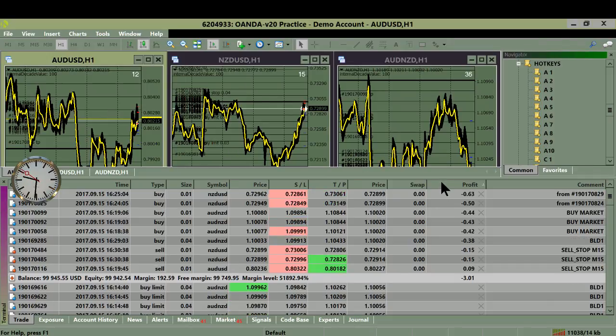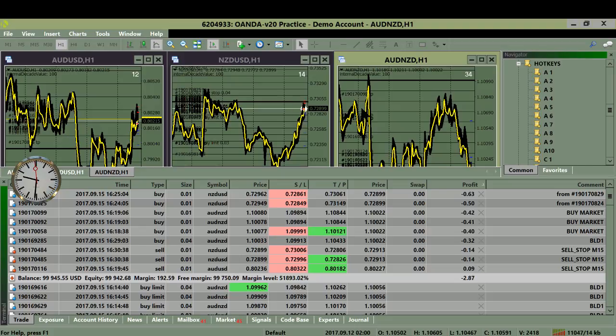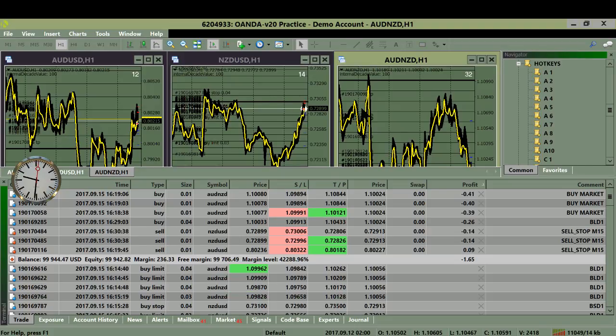It's really not that. I'm not paying attention to my balance here. I just want to see if it executes. I'm not trying to make money here. I'm just trying to test.